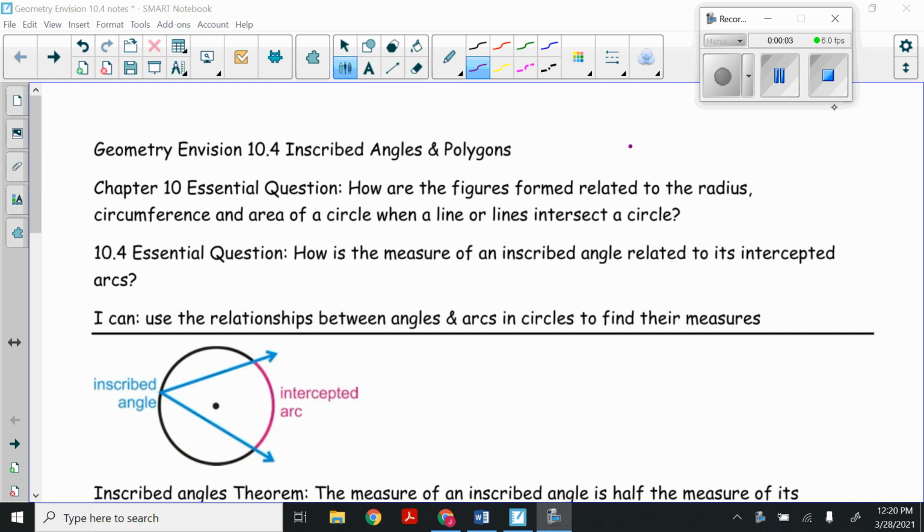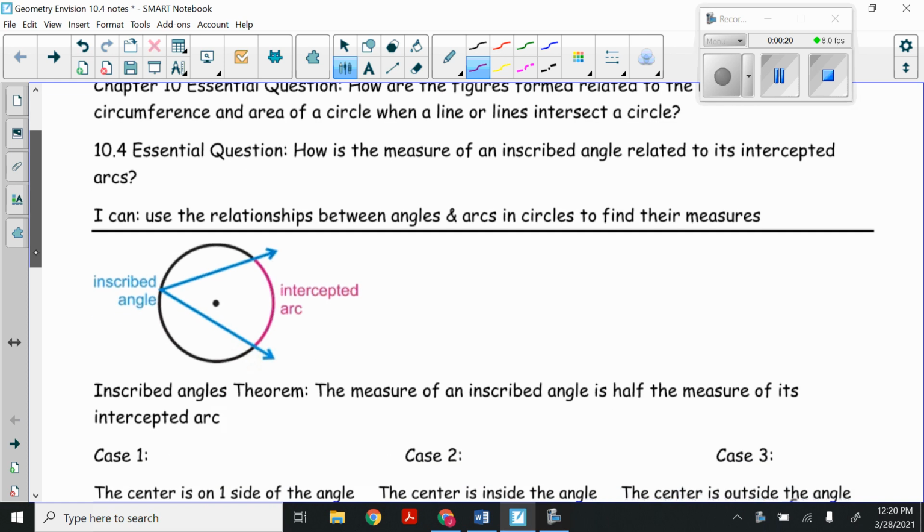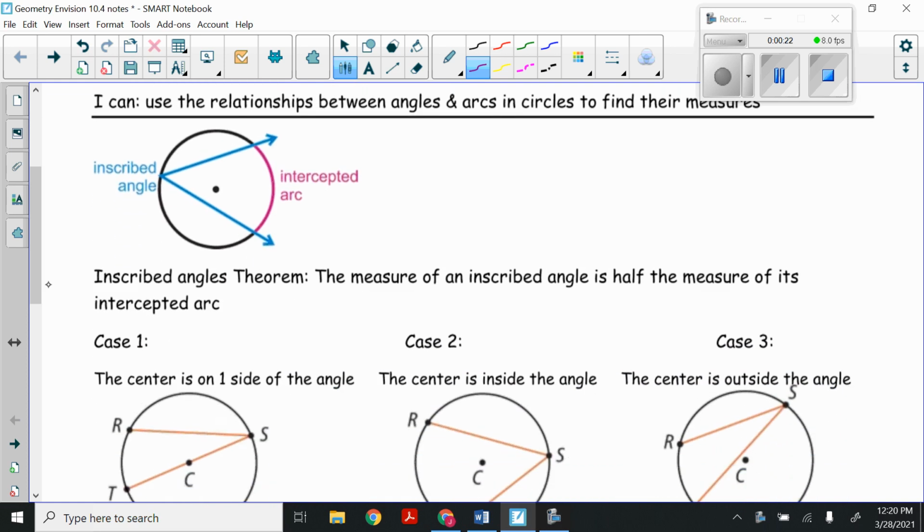Today's geometry lesson is section 10.4, inscribed angles and polygons. Our essential question is, how is the measure of an inscribed angle related to its intersected arcs? After today's lesson, you should be able to use the relationships between angles and arcs in circles to find their measures. So let's talk about what the inscribed angles theorem says.